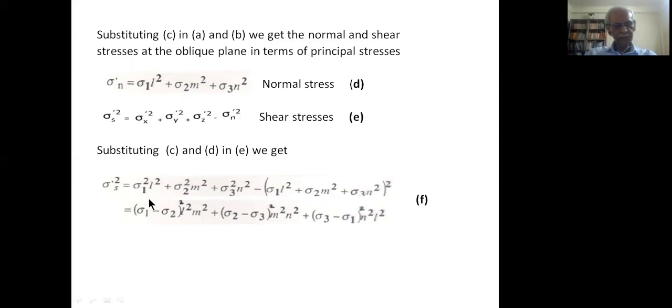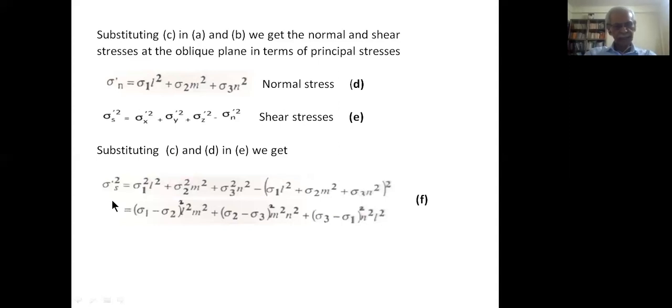What we are doing is we are putting the values of sigma x square, that is sigma 1 square L square, sigma 2 square m square, plus sigma 3 square n square, minus sigma n, which is this. So all we are doing is we are writing sigma n dash in terms of sigma 1, sigma 2, sigma 3. So this is equation F, and we have simplified this, and it becomes a very handy equation, which is sigma 1 minus sigma 2 whole square L square m square, plus sigma 2 minus sigma 3 whole square m square n square, plus sigma 3 minus sigma 1 whole square n square L square.